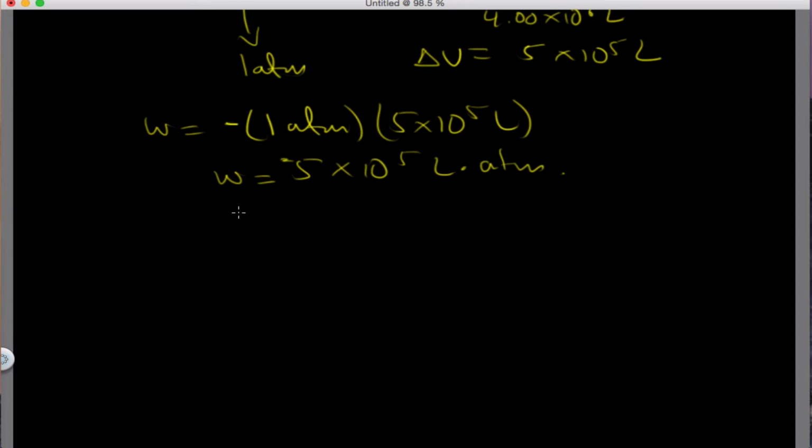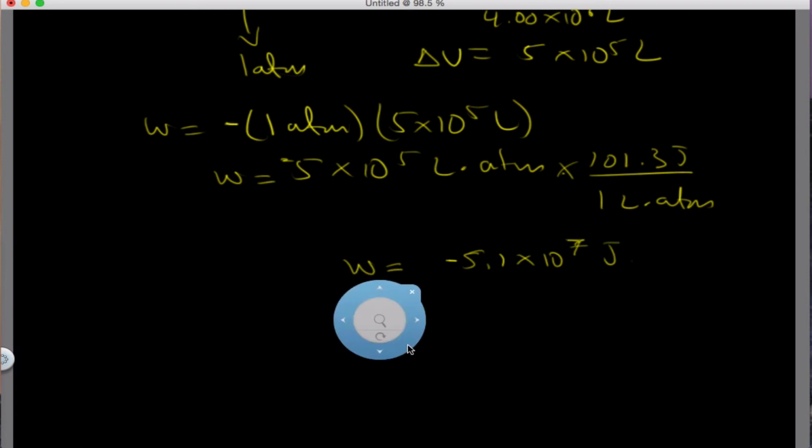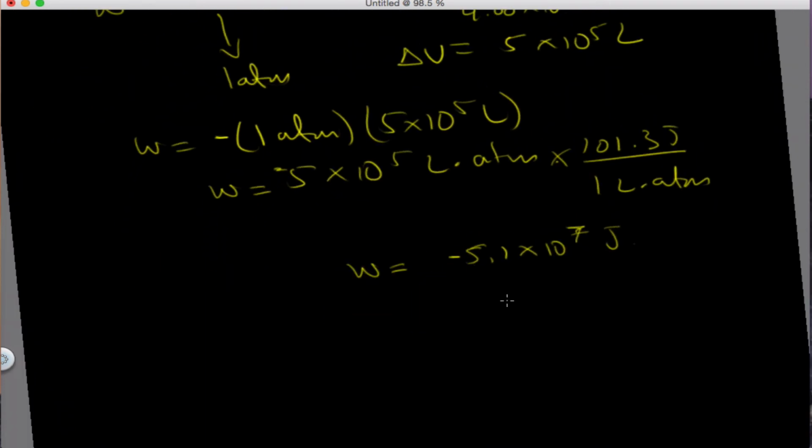Q is given in joules right now, so we need to convert that, or we can just convert this work into joules. So let's do that. Then work is going to be negative 5.1 times 10 to the 7th joules.